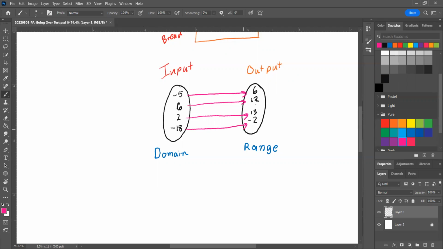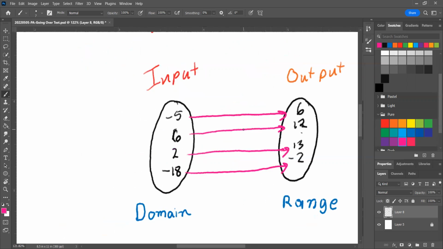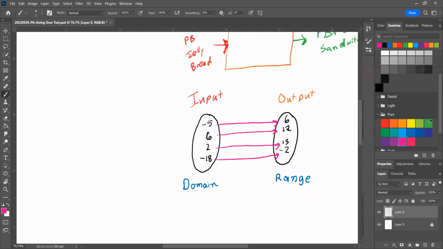So if we input a 6 into this function, what are we going to get out? If we input a 6 into this function, we're going to get a 12 out. If we input a -18 into this function, what are we going to get out? -2. Always, right? If we put a 2 in there, we get a 13 out. This is an example of a function.